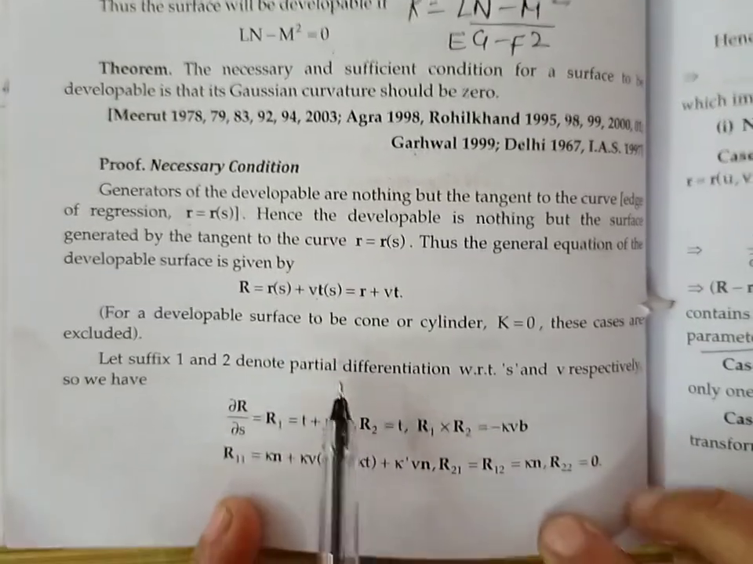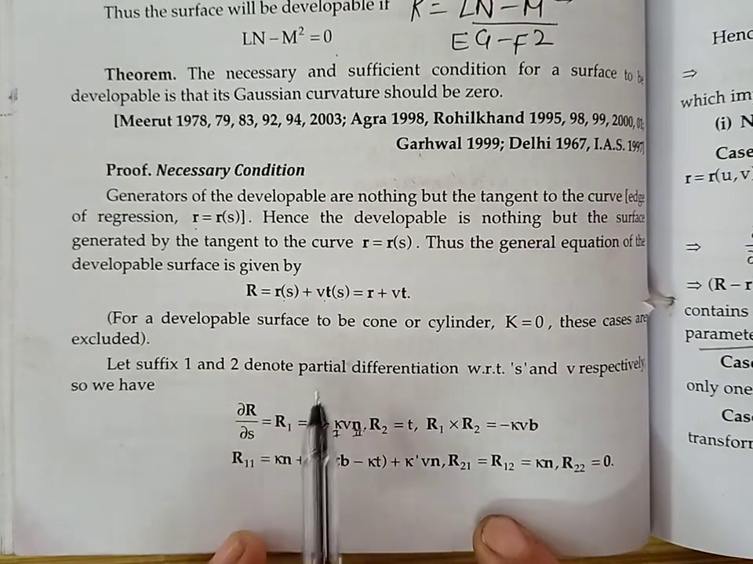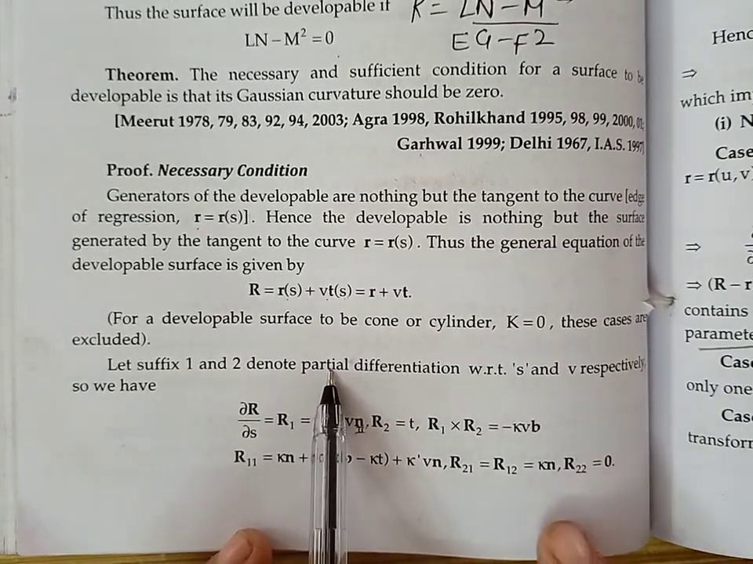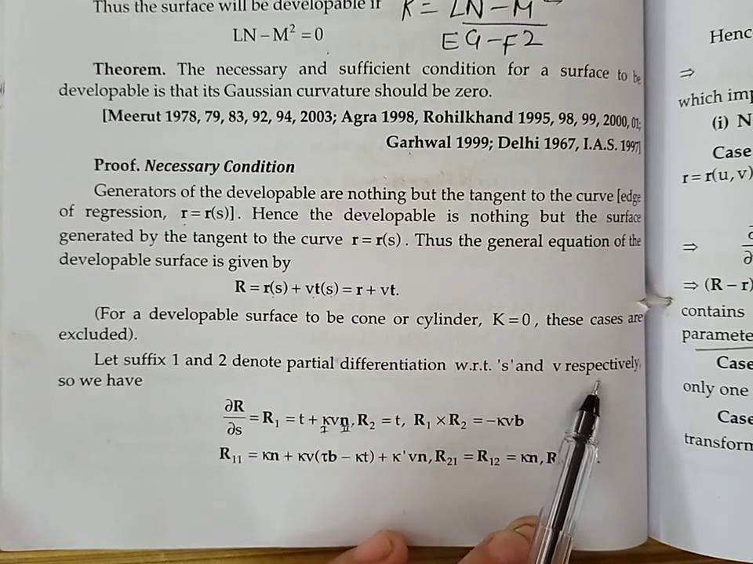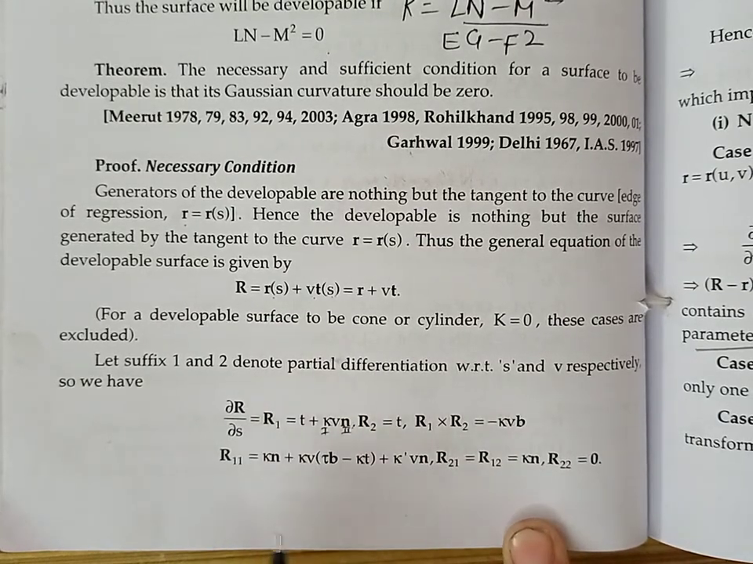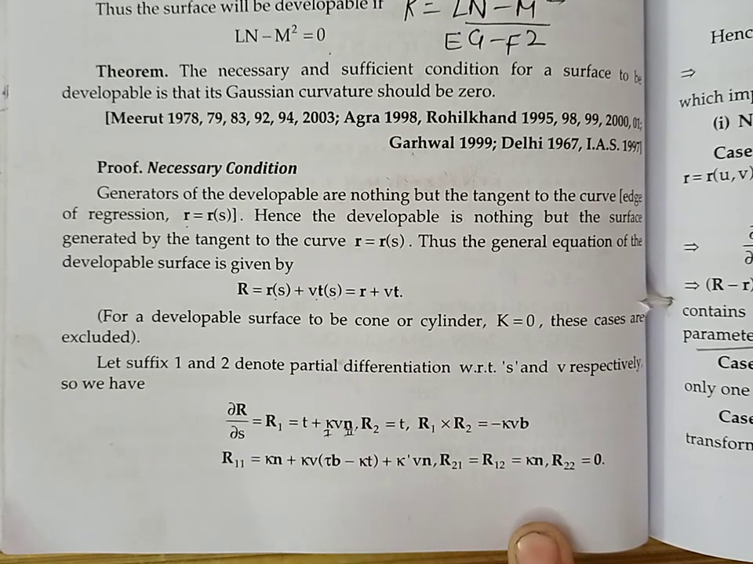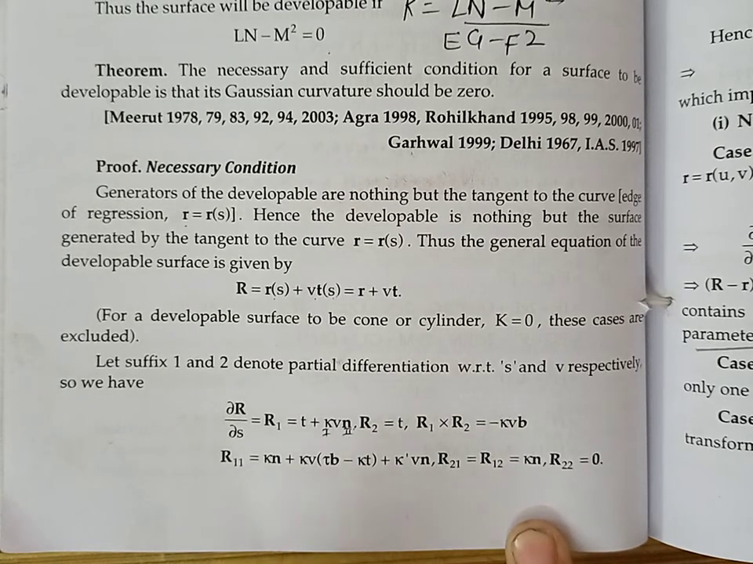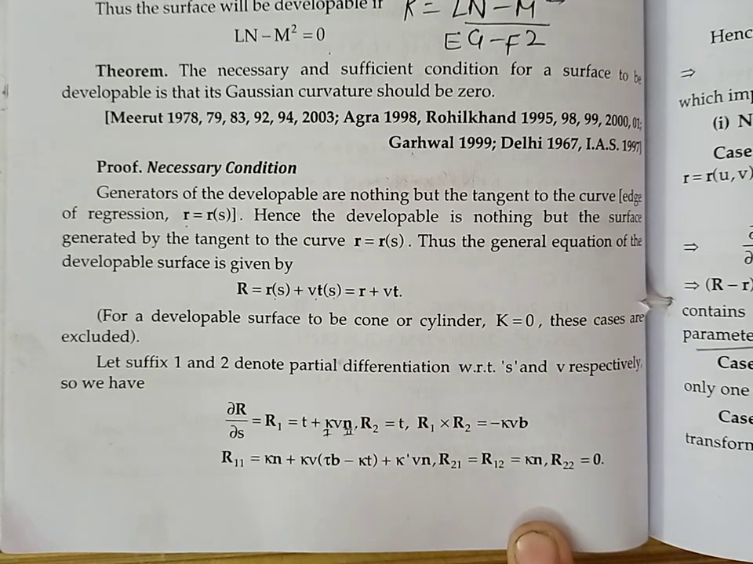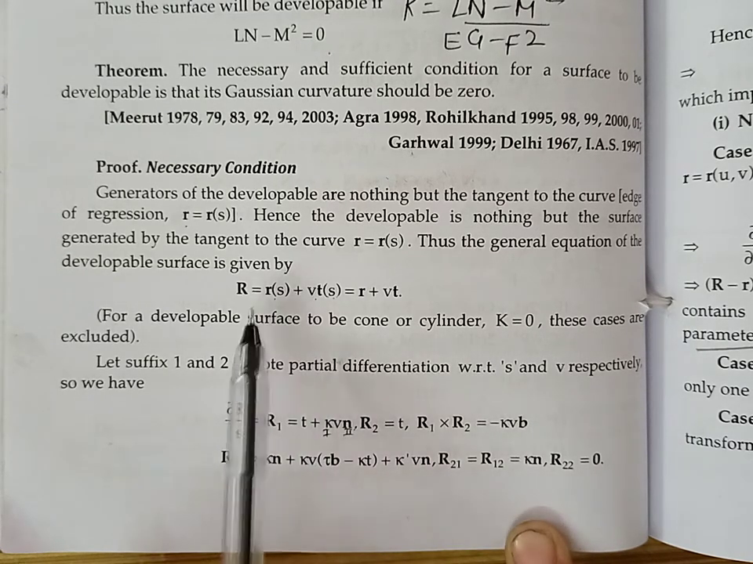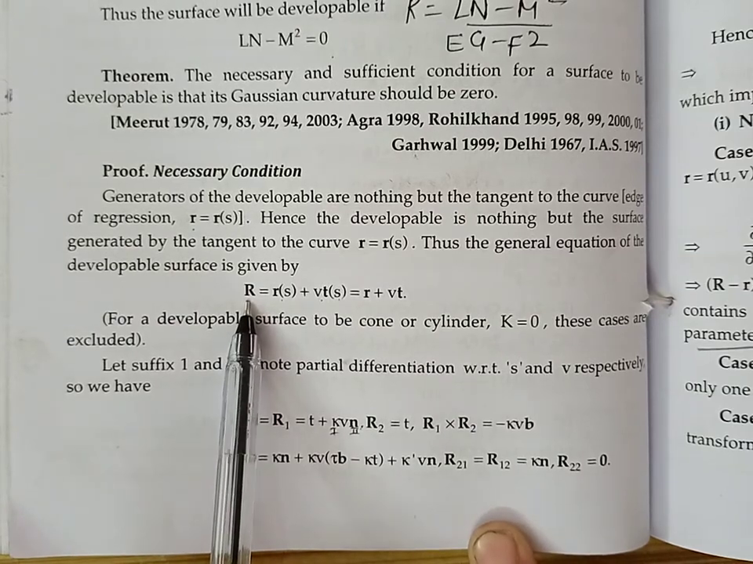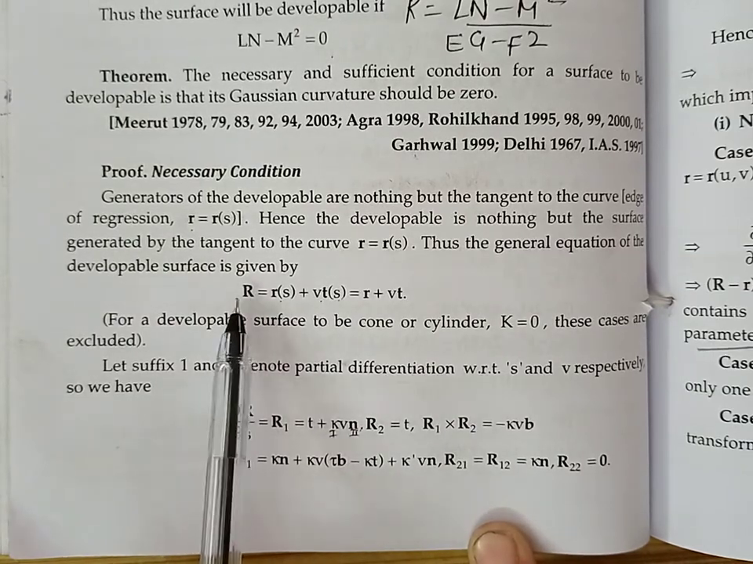Now we will use the suffixes 1 and 2 for the partial differentiations with respect to s and v respectively. Now in the necessary condition we prove that the Gaussian curvature is 0. It means we are to prove that ln minus m square, that is 0, where L, m, n are second fundamental magnitudes. To find the second fundamental magnitudes, we require the second order partial derivatives of this vector. So let us find the partial derivatives of second order for this vector.